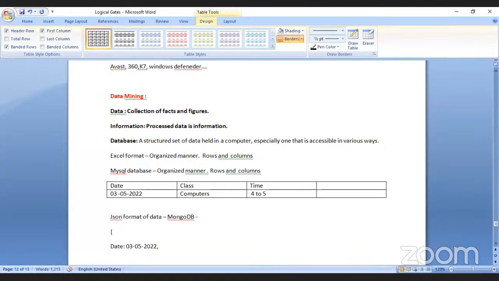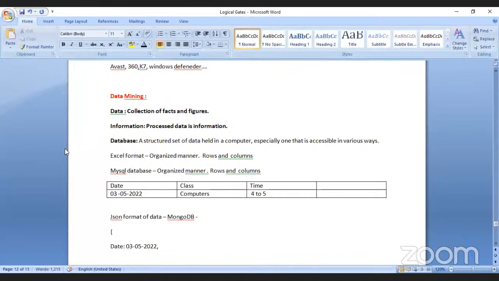Basically, a database means a structured set of data. It is organized in a different manner, and in a well organized manner. That comes under database.